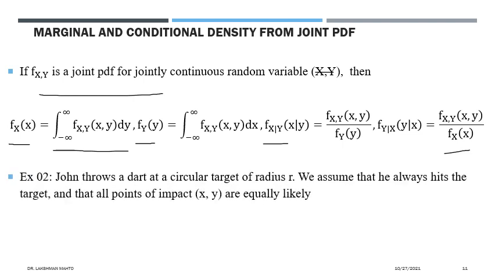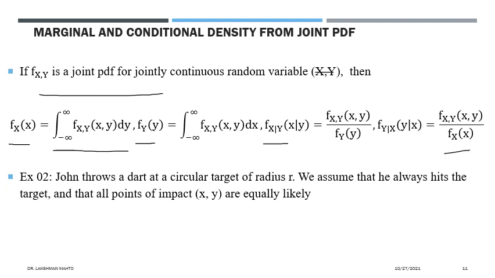I will take one example. There would be various examples in various situations. Suppose John throws a dart at a circular target of radius r, and we assume that he always hits the target. That means whenever he tries, the dart will go into the circular region.